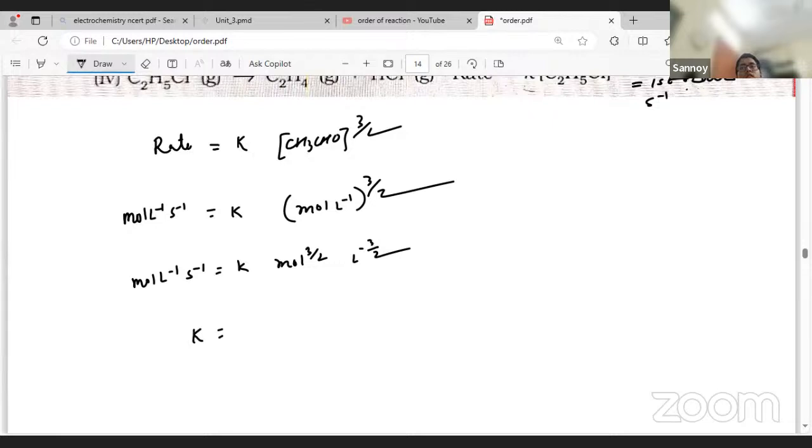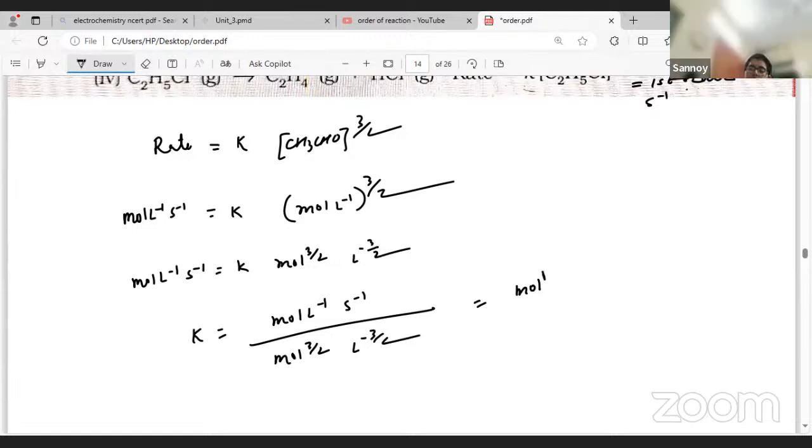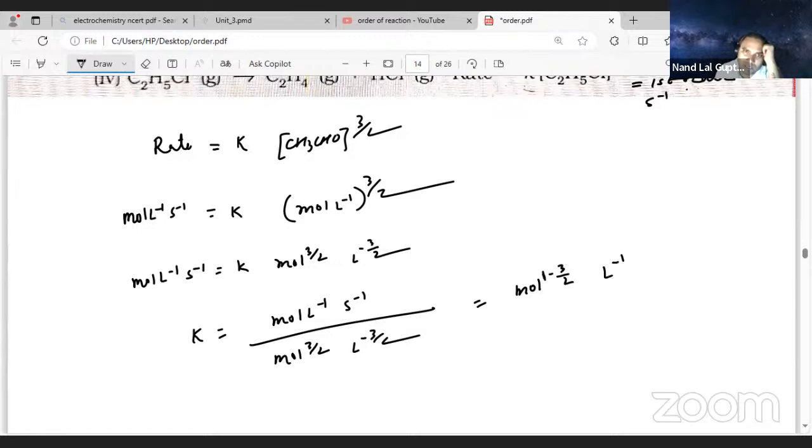So K is equal to mole per liter per second divided by mole 3 by 2 liter minus 3 by 2. Now we are solving. Here is mole, and the power is nothing, which means 1. This will go in the numerator 1 minus 3 by 2. And then liter, you see liter already has -1. This will go in the numerator plus 3/2 and second inverse. Now you solve this one.